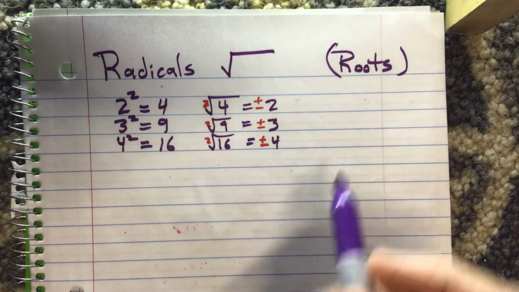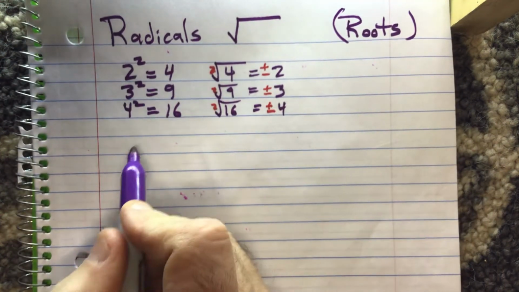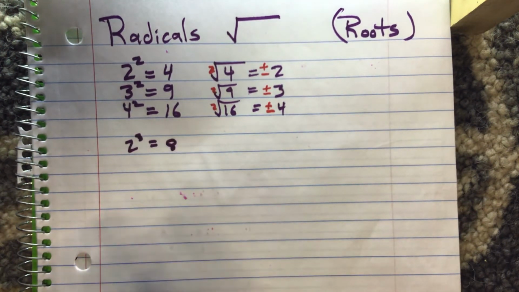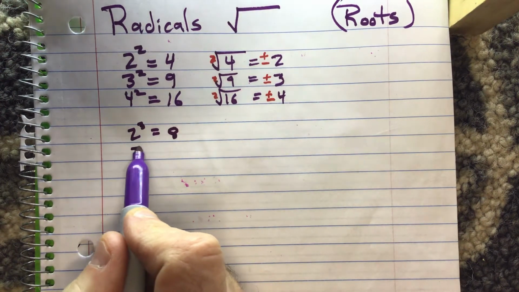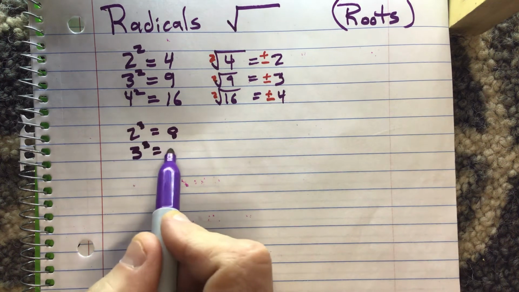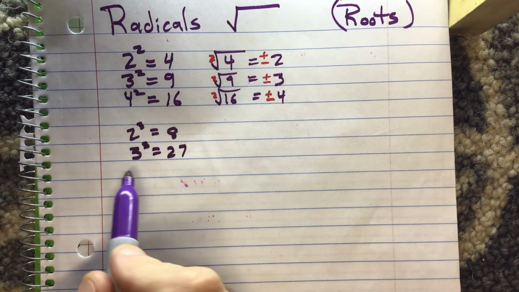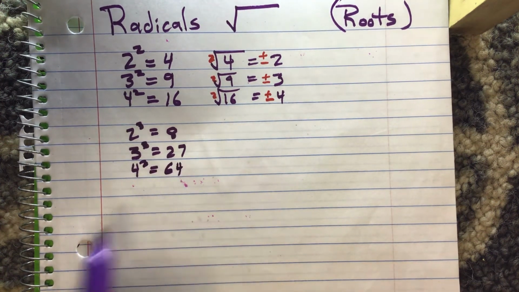And the same thing can be said for third power. So we could say, I'll go down here, 2 to the third power is equal to 8, because 2 times 2 times 2 is 8. Or 2 times 2 is 4, and 4 times 2 is 8. 3 to the third power is 27, because 3 times 3 is 9, times 3 is 27. And 4 to the third power is 64, because 4 times 4 is 16, times 4 is 64.